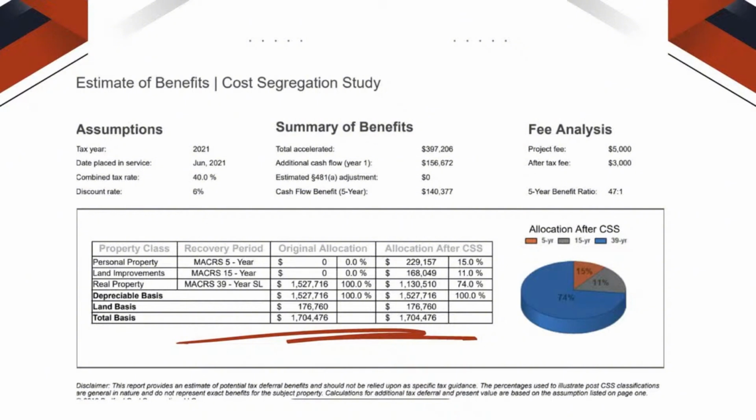And you'll notice up top there it says additional cash flow year one of 156,672. What that means is, if you look at total accelerated, the owner of this property would be able to write off as a taxable loss in year one of owning this. They would have a taxable loss that they could write off as a loss, which means they don't pay taxes on the income that they're writing off, of almost $400,000. They get to claim as a loss $400,000 that year.